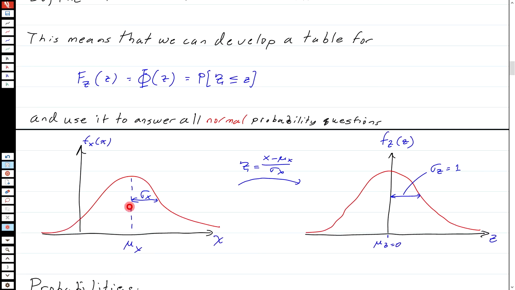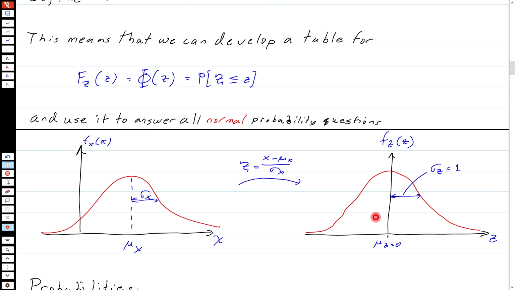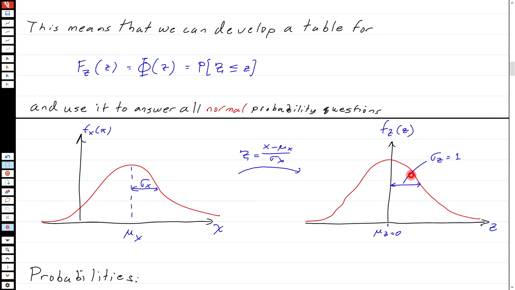In other words, we have a problem that looks like this. Here's our distribution with some mean mu of x and standard deviation sigma of x. We standardize it by subtracting mu of x. That basically shifts this distribution over to be centered on 0, and then divide by sigma x, and that basically collapses the distribution so that it has standard deviation 1. So we end up on the right-hand side with the standard normal distribution centered on 0, so mu of z is 0, and unit variance or standard deviation equal to 1.